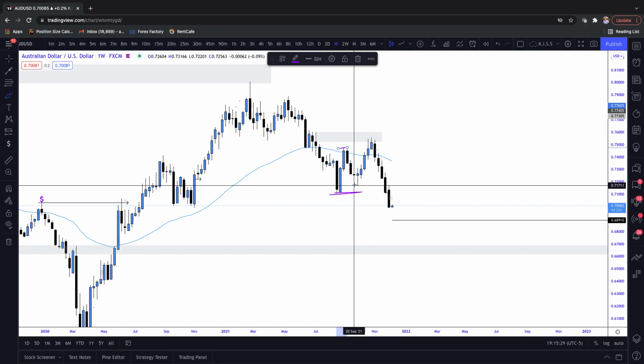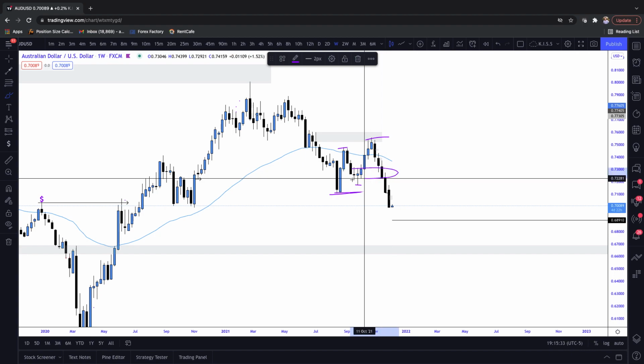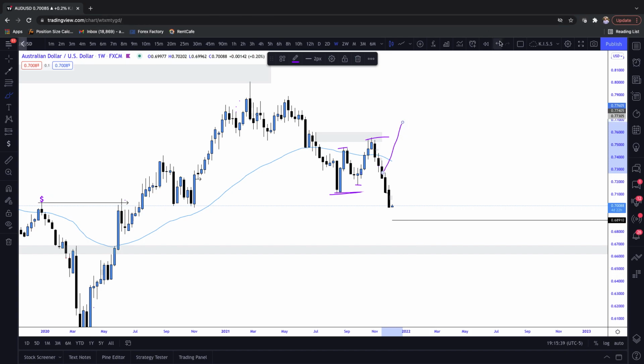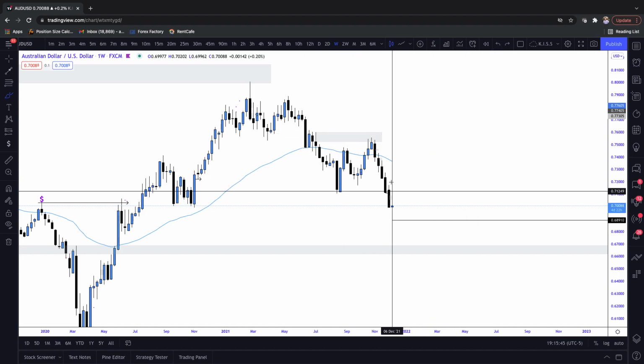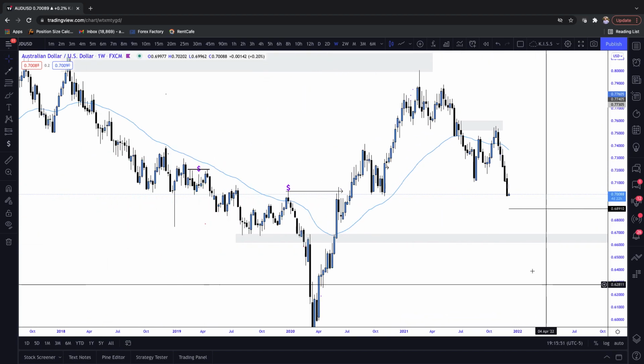Now this one probably faked a lot of people out. Obviously, we created that higher high, higher low, higher high. I'm sure a lot of people were looking at this level for another higher high, higher low, higher high. That did not happen. What ended up happening was this was just simply an ABC retracement, and we have had a significant unidirectional swing again to the downside.